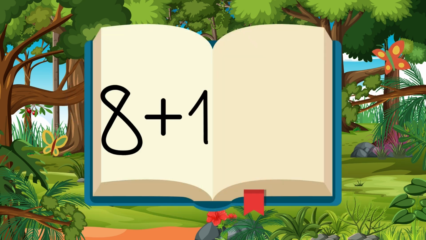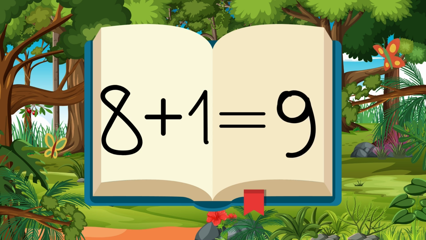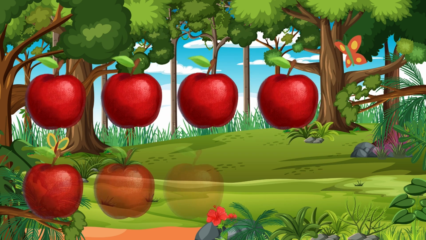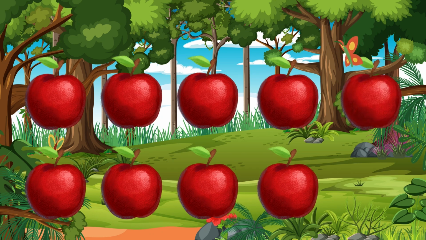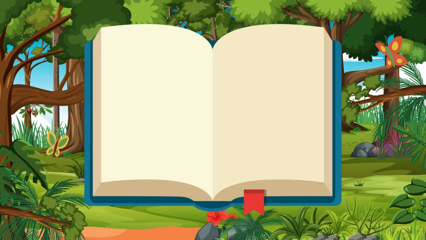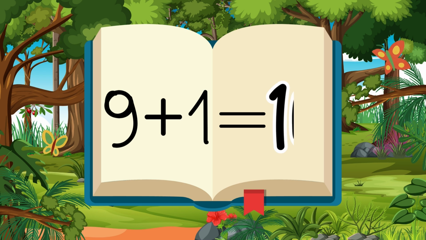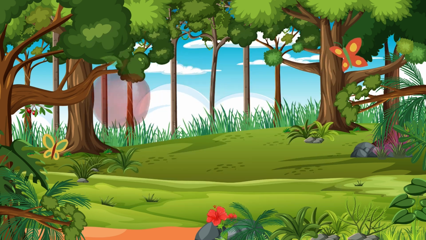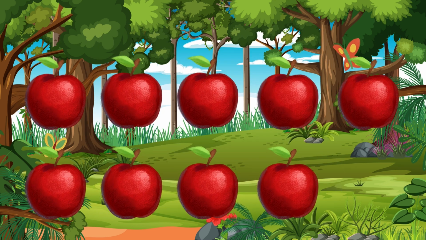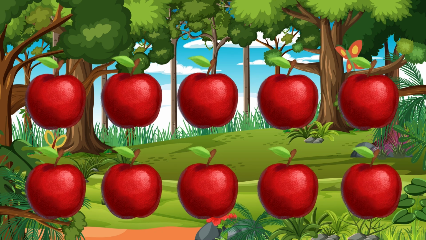8 plus 1 equals what? The answer is 9. We have 8 apples, add 1 more apple, so we have 9 apples. 9 plus 1 equals what? The answer is 10. We have 9 apples, add 1 more apple, so we have 10 apples.